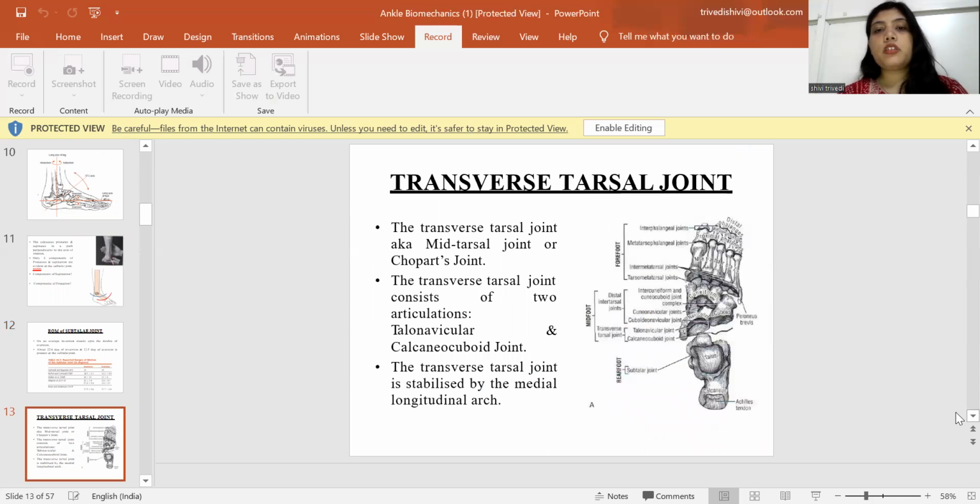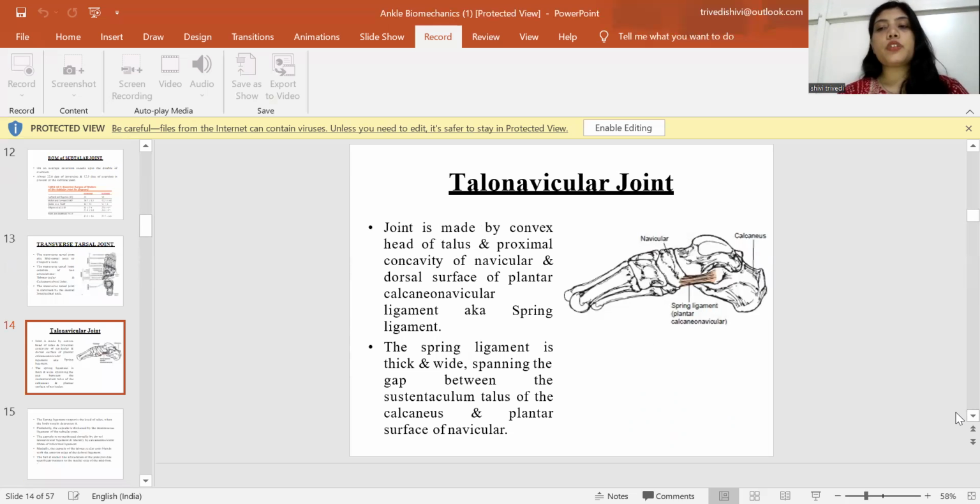Transverse tarsal joint. The transverse tarsal joint is also called the midtarsal joint or Chopart joint. The transverse tarsal joint consists of two articulations, that is the talonavicular and calcaneocuboid joints. The transverse tarsal joint is stabilized by the medial longitudinal arch. Talonavicular joint.